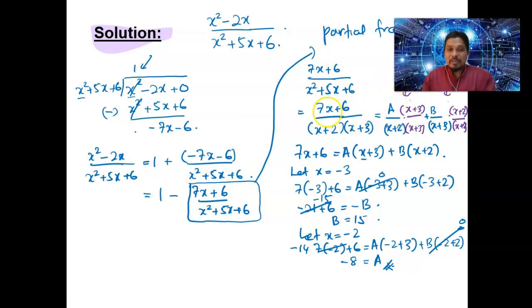Okay, class. Look at this one here now. 7x plus 6 divided by x squared plus 5x plus 6. This one, we already elaborated in this form: a divided by x plus 2 and b divided by x plus 3. So here now, change this in the form of this. We have elaborated this earlier here. 7x plus 6 divided by (x plus 2) multiplied by (x plus 3) equals this, and the value of a here now is -8.